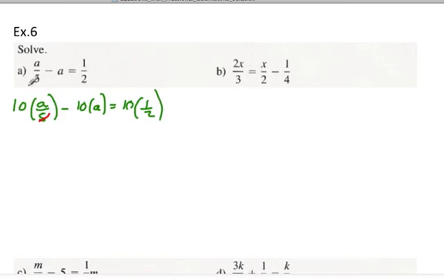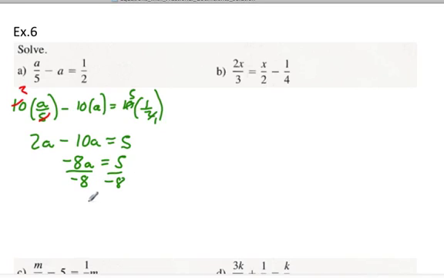And this simplifies to be 2a minus 10a is equal to, it'll be 5. Because 2 goes in itself once and into 10 5 times. 2a subtract 10a is negative 8a equals 5. Divide both sides by negative 8. So a is equal to negative 5/8.